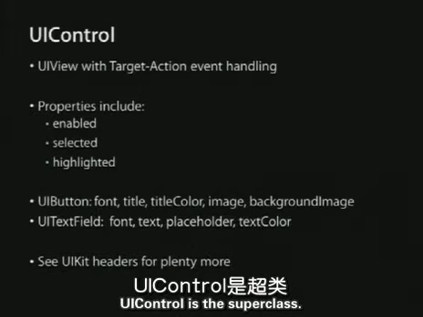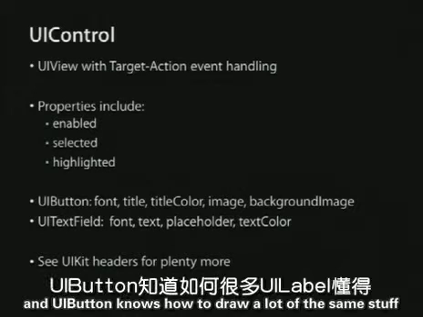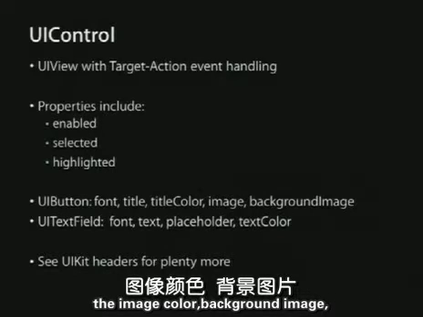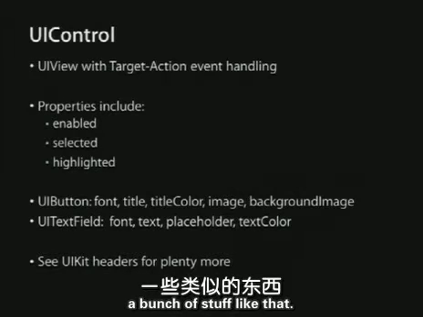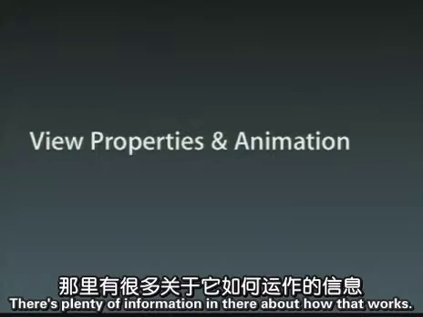UIControl is the superclass. It doesn't draw text itself. The subclasses of UIControl know how to draw things. And UIButton knows how to draw a lot of the same stuff that UILabel knows how to draw: the font, the title, the image, color, a background image, a bunch of stuff like that. Anyway, you can see the UIKit headers. There's plenty of information in there about how that works.